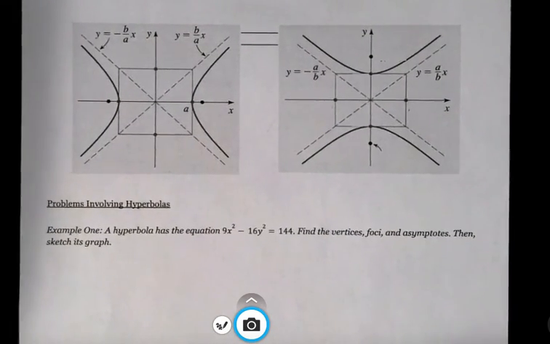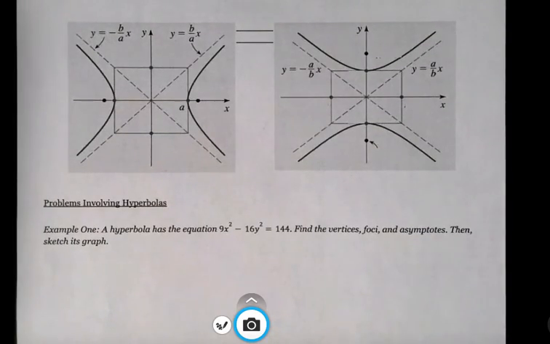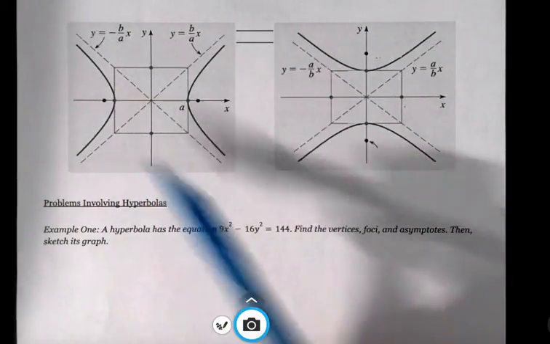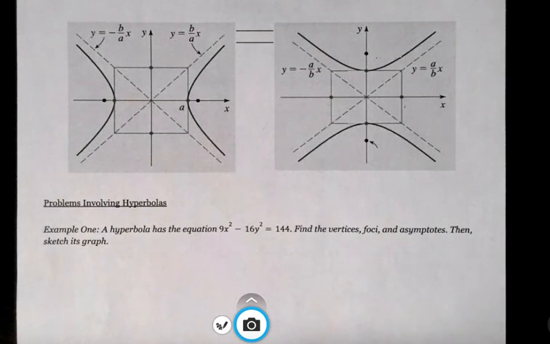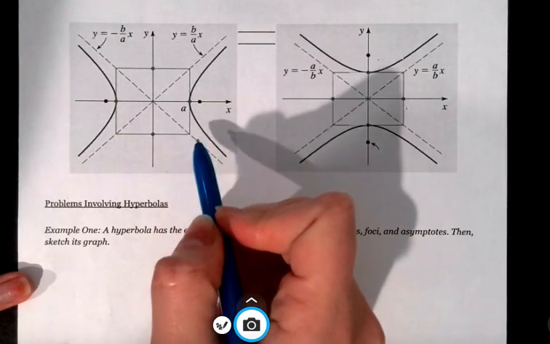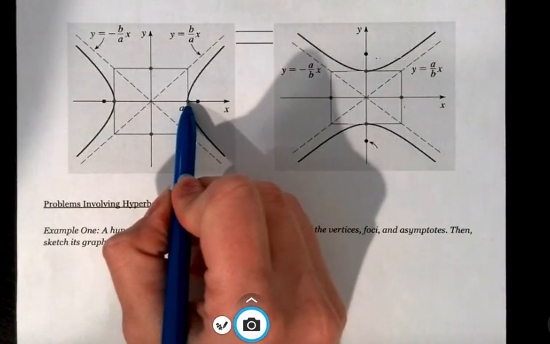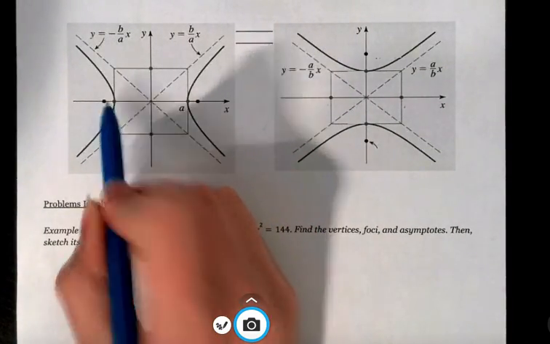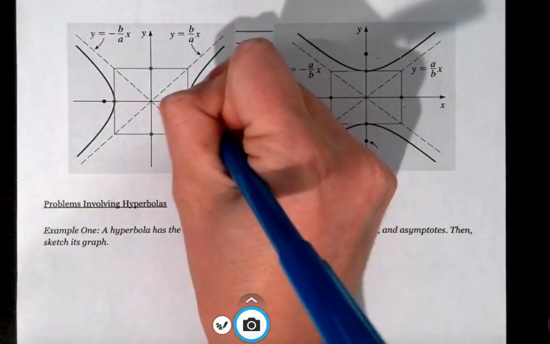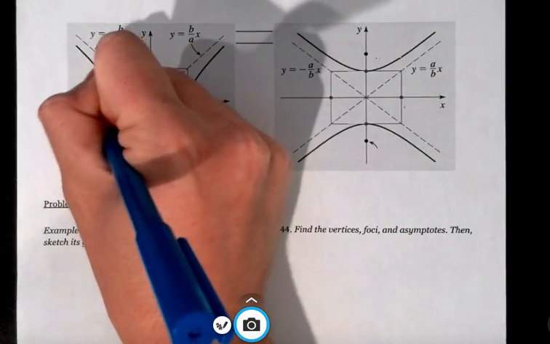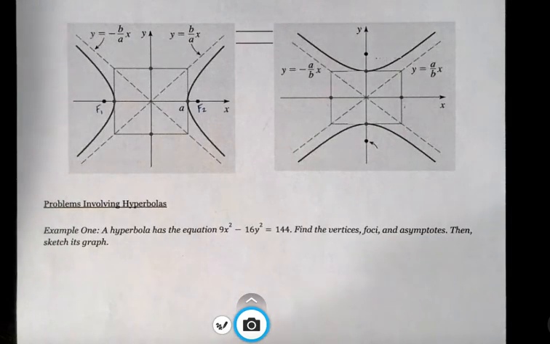So I want to point out some things in these pictures real quick. The dotted lines are your asymptotes. We need to have those asymptotes so we know how wide our curves are going to open, because we're going to be able to find our vertices. So this is one of them and this is the other one. And then the floating dots would be your foci. So just like an ellipse, we have two foci.